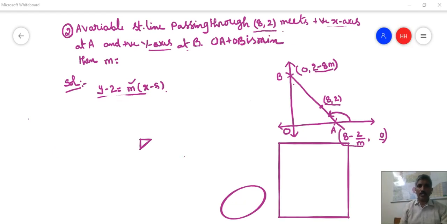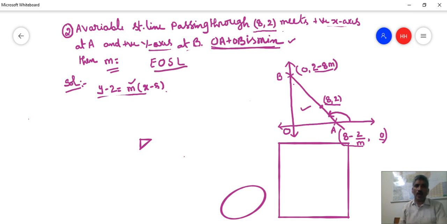See, the same question is asking a variable straight line passing through 8, 2 meets a positive x-axis at A and a positive y-axis at B. But here he is asking OA plus OB is minimum. In the earlier question he asked area of triangle OAB is minimum. Now he is asking OA plus OB is minimum. Can you tell then what is the m value? And also he is asking the equation of a straight line. You may also be asked the minimum value of OA plus OB. Just tell me what is the OA plus OB value.